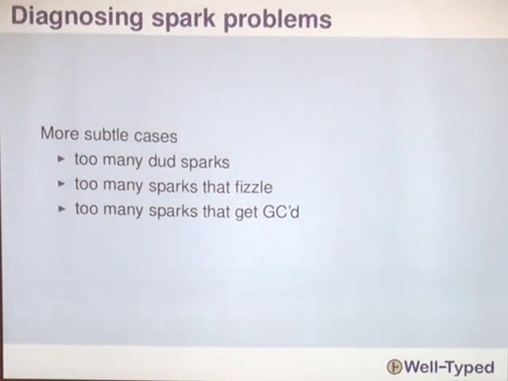And there are some more subtle cases. I mentioned failure modes earlier about dud sparks and fizzle and GC. That gets reflected in the colours. It's not usually a problem unless you see it's all orange or all grey, then there's something definitely going wrong.